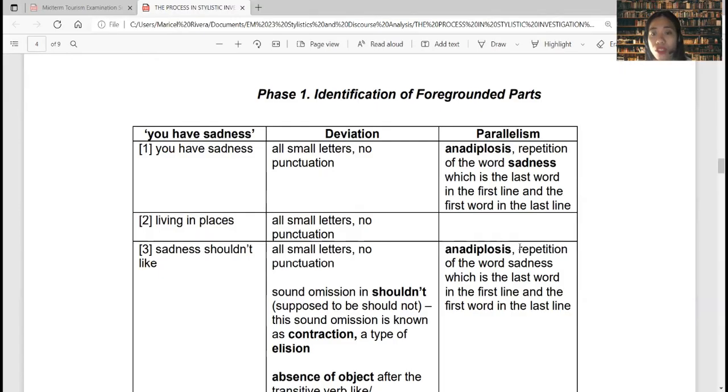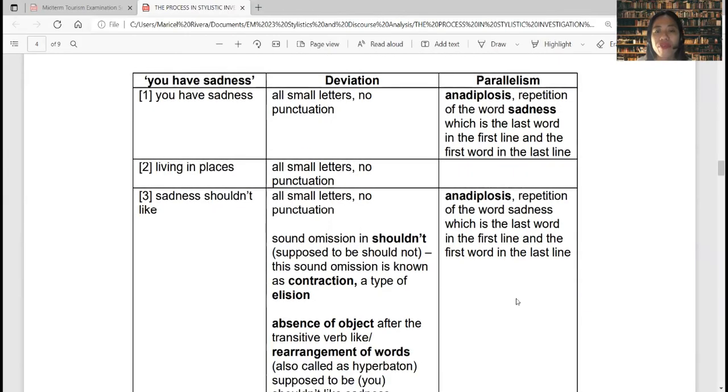Yeah, ihatagan ninyo og description unsa daying anadiplosis, a repetition of the word sadness, which is the last word in the first line and the first word in the last line. So that means the word sadness here is being emphasized and must be something very important in the poem because it is being repeated, and that is already an example of parallelism. Foregrounded na siya.